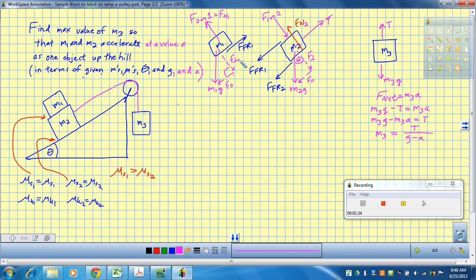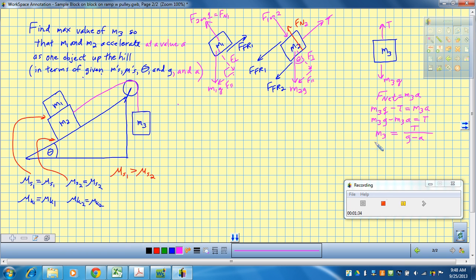Then we looked at block 2, and since we're looking at these as isolated objects right now, we have the same force of friction, retarding the motion of M2. We have friction on its base, a gravity component that we had to overcome, and tension that's yanking this thing forward. And then our final piece was tension and gravity acting on M3, and gravity is going to be bigger than tension because it's got to fall down.